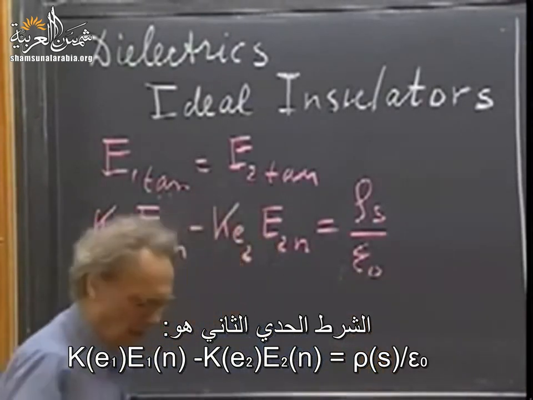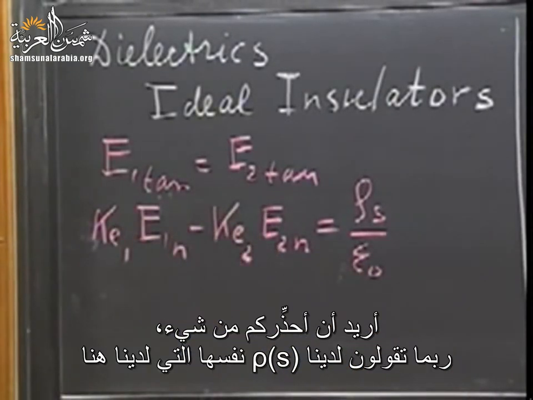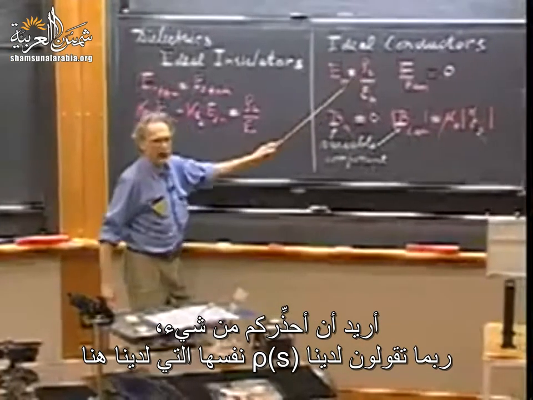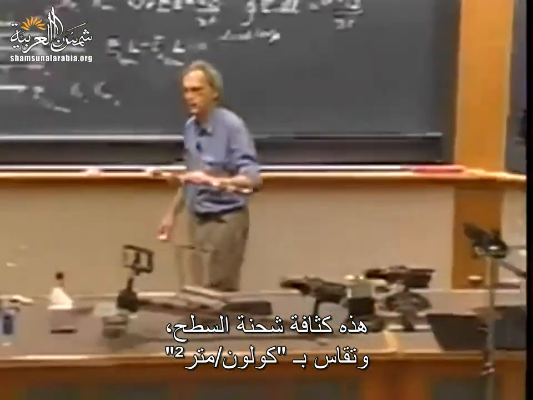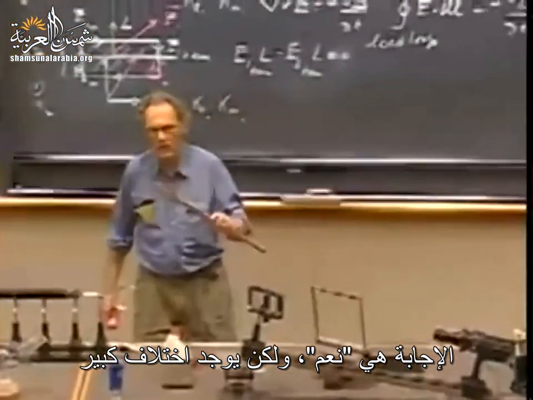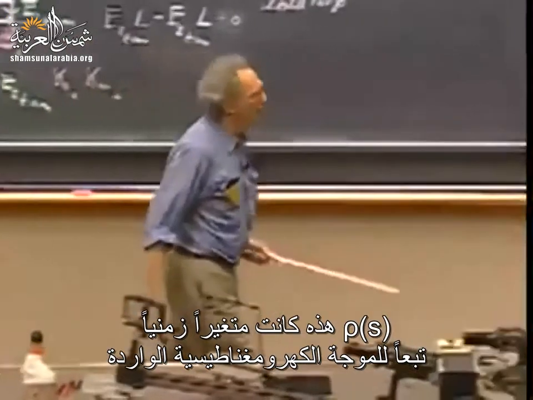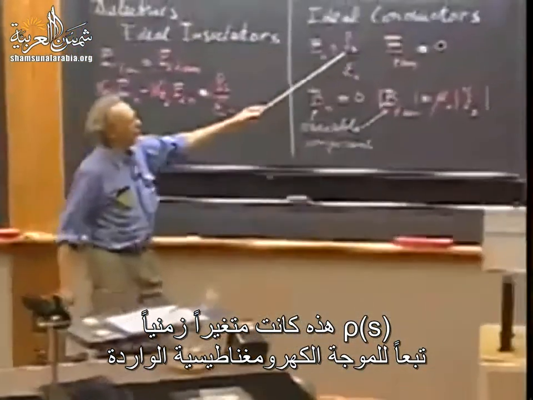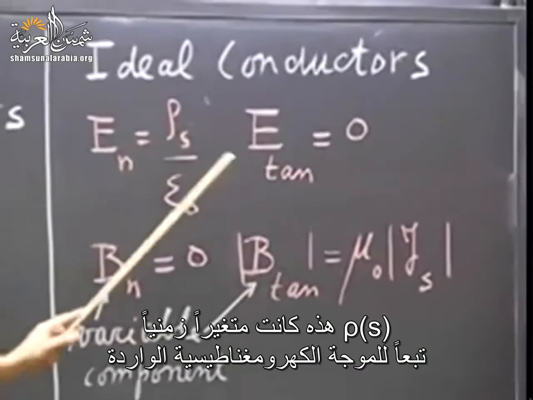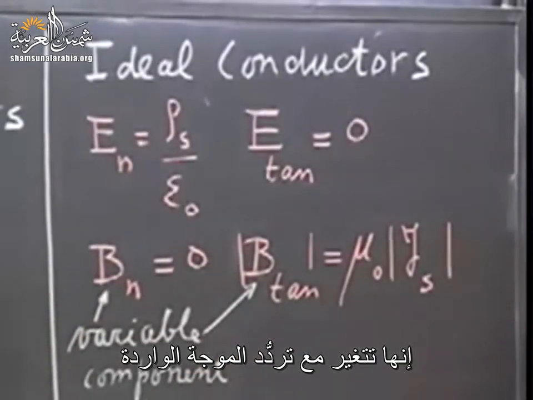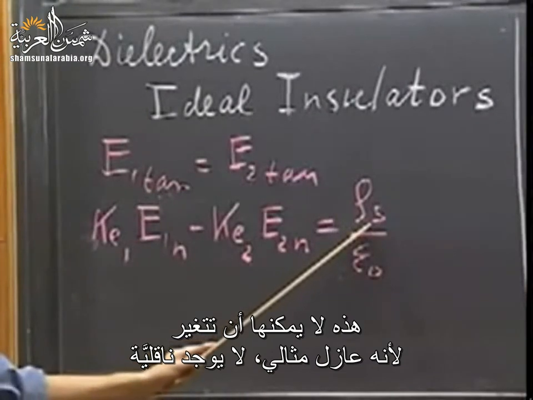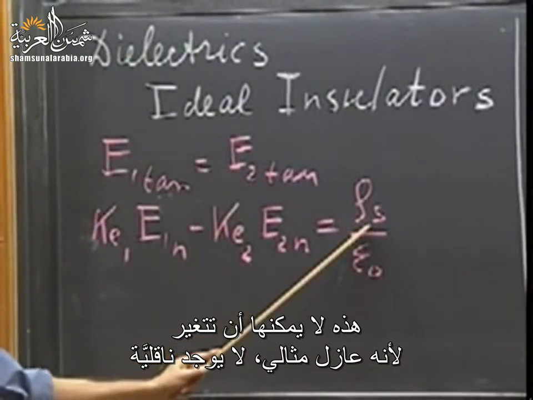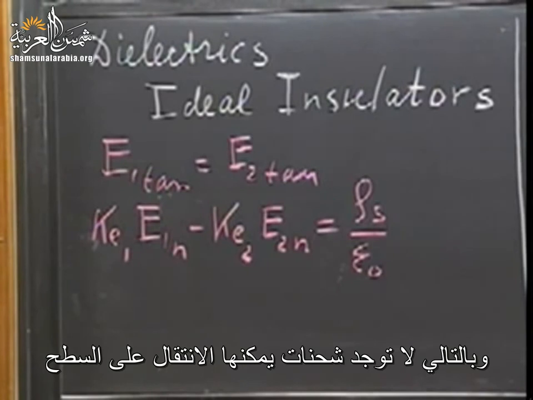Now I want to warn you about something. You will say, that is the same rho s that we had here. This is the surface charge density, remember, coulombs per square meter. The answer is yes. However, there is a huge difference. This rho s was time variable as the electromagnetic wave came in. It changed like crazy with the frequency of the incoming wave. This one cannot change because it is an ideal insulator. There is no conductivity, so no charges can move on the surface.